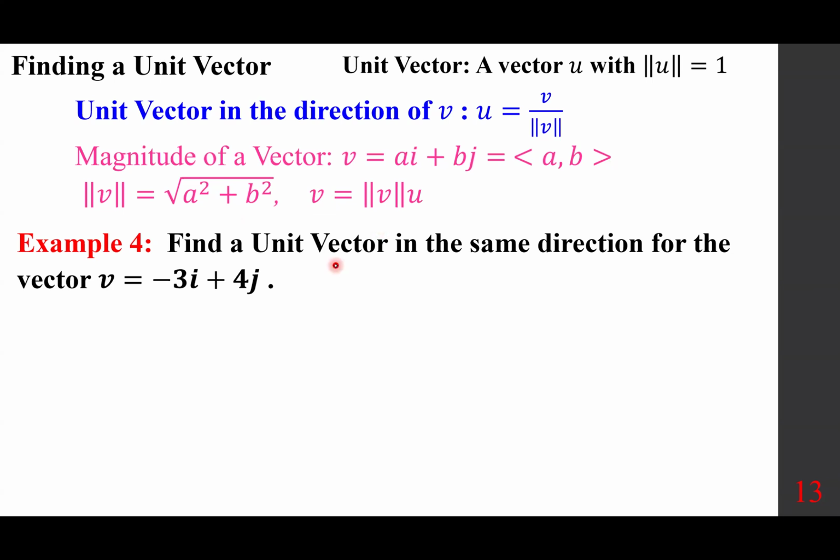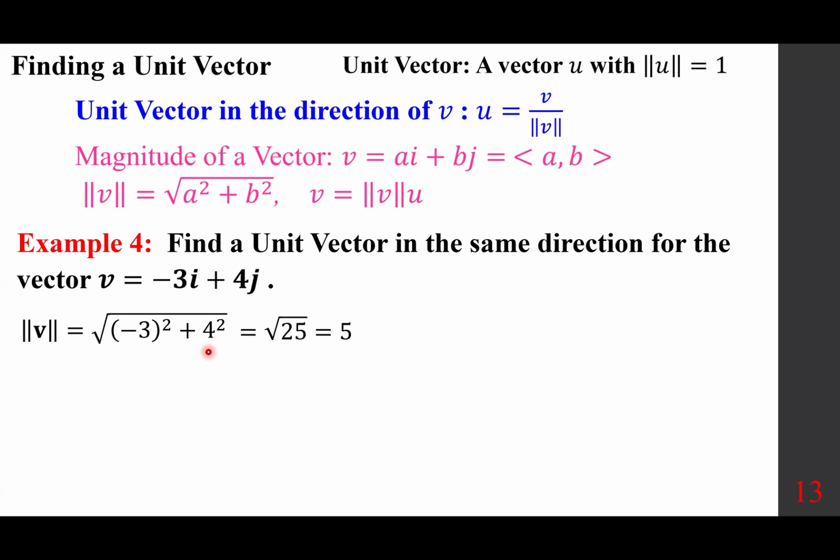Find a unit vector in the same direction for the vector v equals negative 3i plus 4j. So all you have to do is divide this by its magnitude. First, we need to find the magnitude, square root of a squared plus b squared, where a is negative 3 and b is 4. Everybody knows this is 9 and this is 16, so you get 25, which comes out as 5.